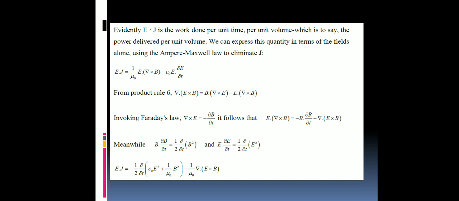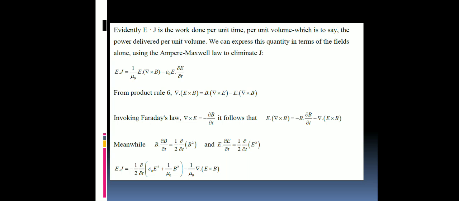From the vector product rule, del dot (E cross B) is equal to B dot (del cross E) minus E dot (del cross B). Taking Faraday's law, del cross E is equal to minus dou B by dou t. It follows that E dot (del cross B) is equal to minus B dot dou B by dou t minus del dot (E cross B).